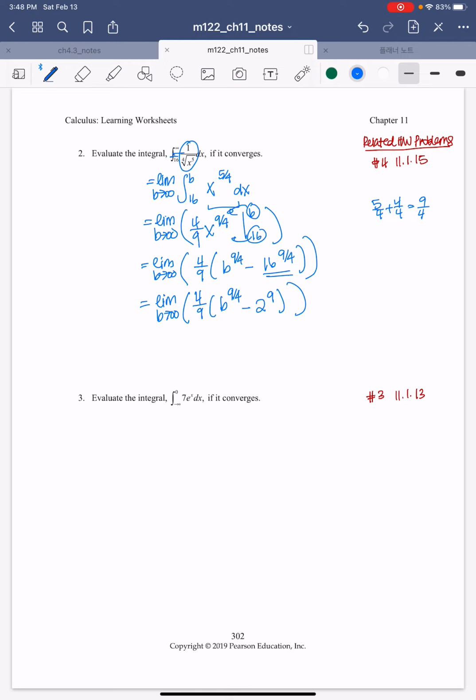Now let's apply the infinity. If I plug in infinity over where the b is, I'm going to have some big number, take away just a number, and multiply by 4 over 9. So really, this turns out to be, again, just infinity. So the integral diverges. Okay.